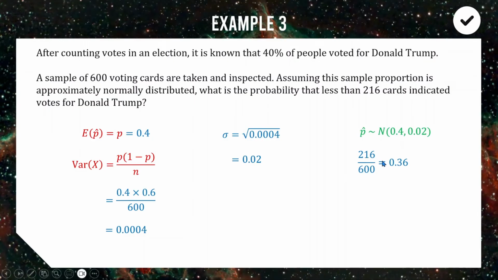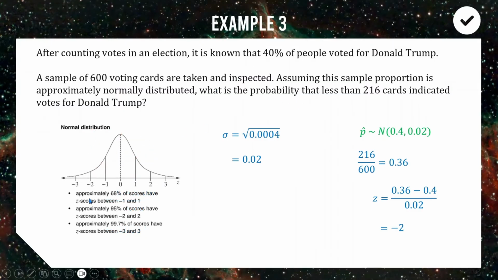All right, now let's figure out what our z-score is. Using our z-score formula, 36%, take away our mean of 40%, divided by 0.02. This gives us a z-score of exactly -2. Hey, what did I say to do when your z-score is a nice whole number? You don't need the table, all you need is the reference sheet and a pretty little bell curve.